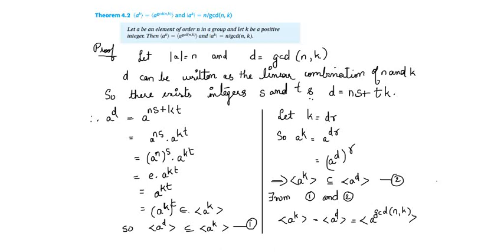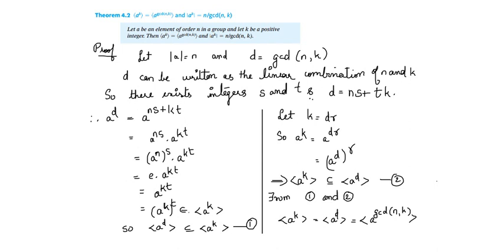So the theorem states that let a be an element of order n in a group and k be a positive integer. Then the group generated by a raised to k will be the same as the group generated by a to the power of GCD of n and k. And also the order of a raised to k will be equal to n divided by GCD of n and k. This is the theorem. It establishes a relationship between the order of the element, n, and a positive integer.